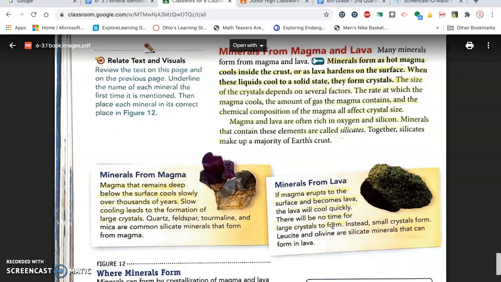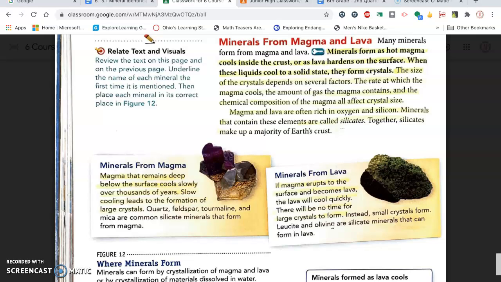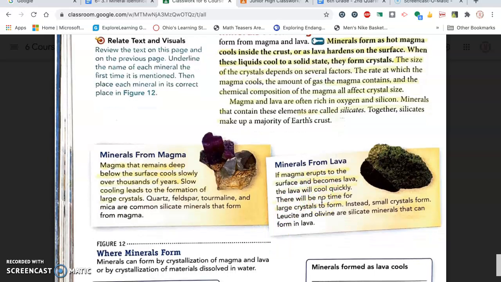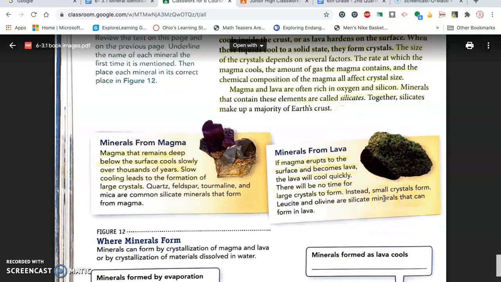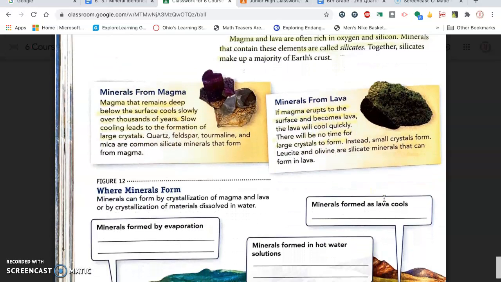When we're talking minerals that are formed from lava, once that magma reaches the surface of the earth and becomes lava, it's going to cool very quickly because the temperature change is so drastic. And so typically then you're going to have minerals that have very small crystals because they don't have time to grow the larger crystals. It just cools too quickly. And so there's going to be other minerals that form from this process of lava cooling.